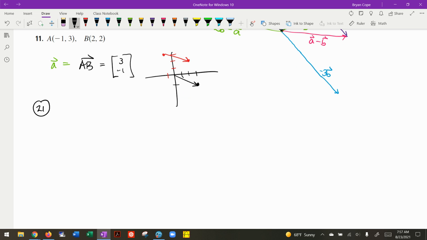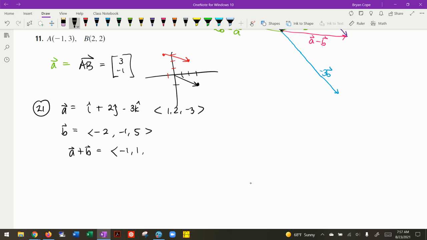Okay, so 21 gives us two vectors. Vector A is i plus 2j minus 3k. You can think of that as the vector 1, 2, negative 3. And vector B is the vector -2, -1, 5. I prefer to write it in that notation, so we're just going to go straight to that. So the first question is find vector A plus B. That's just adding the components. So that's -1, 1, and 2.